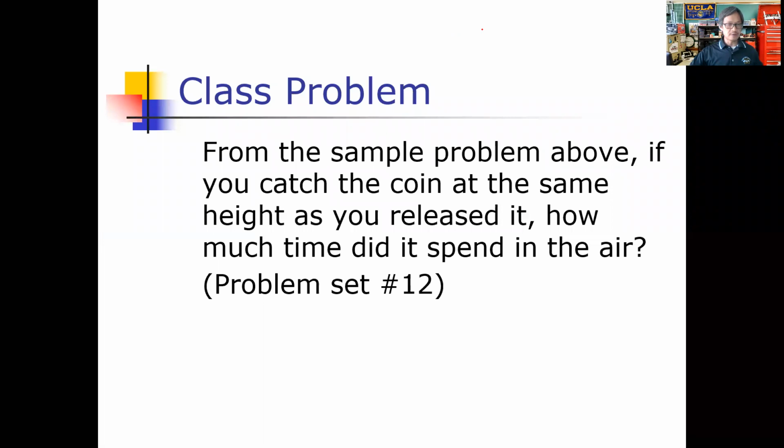Go ahead and take a look at this problem here. This is still based off the coin that we talked about in the previous slide. Work this one out. The question now is this: if you flip that coin, and now we're going to look at the downward trajectory as well, how much time did it spend in the air? What is the time that it spent in the air?